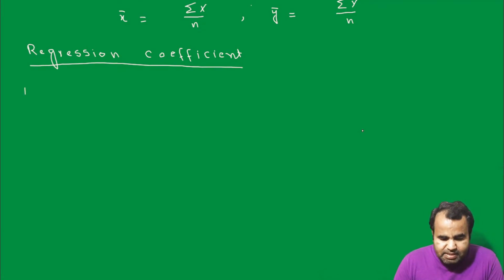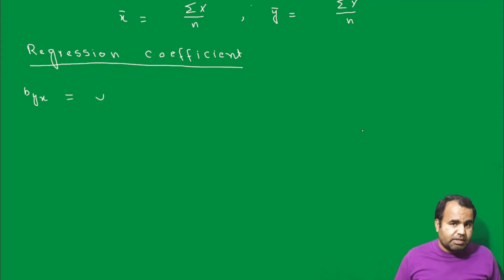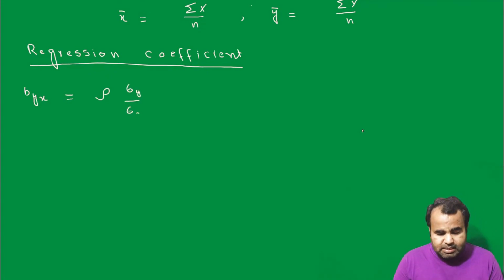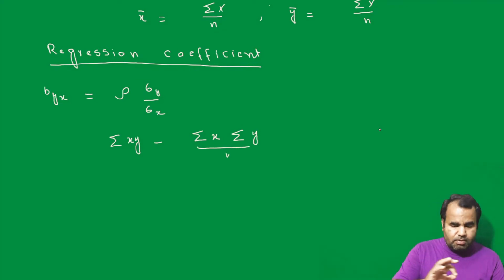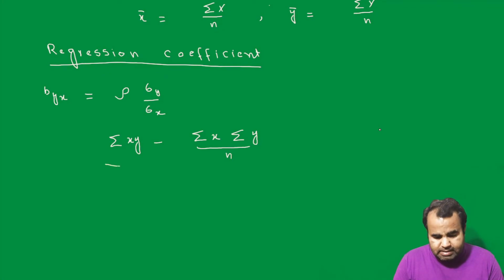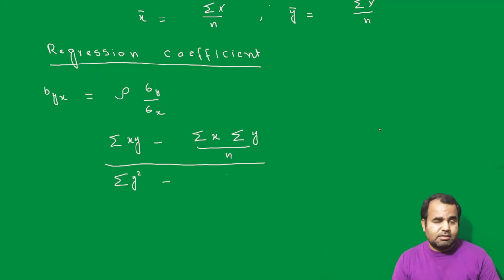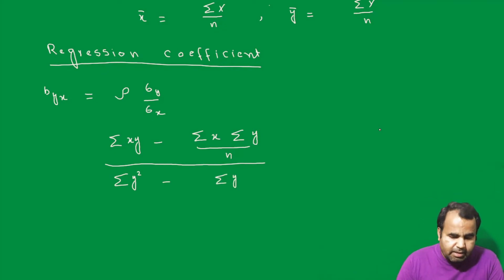bxy is equal to the regression coefficient, which is equal to rho sigma y divided by sigma x. In a similar way, this can be written as summation xy minus summation x summation y divided by n, and the whole divided by summation y square minus summation y whole square. Remember that this is summation y whole square divided by n.